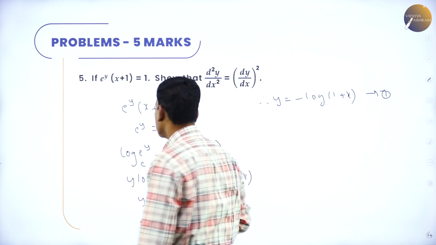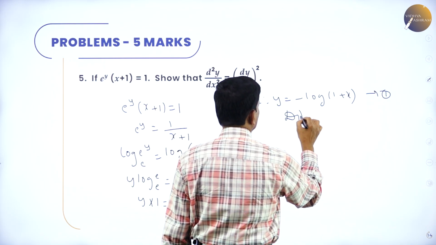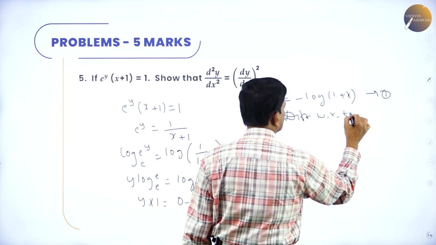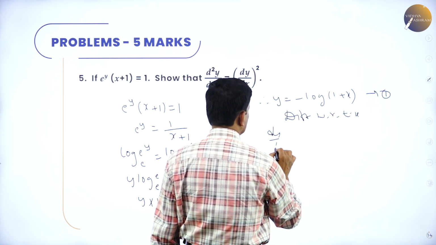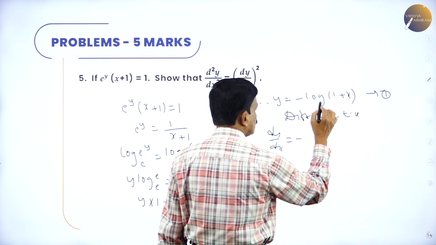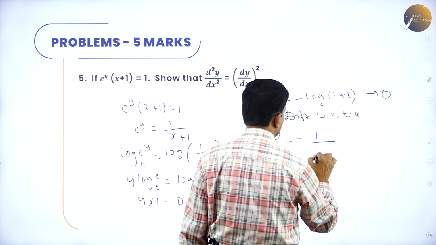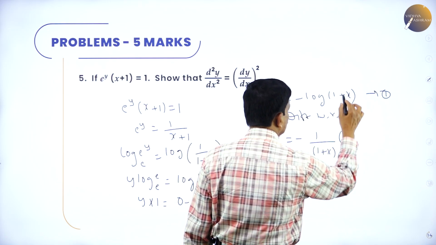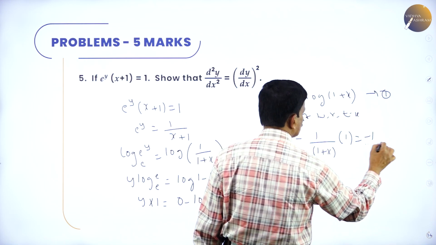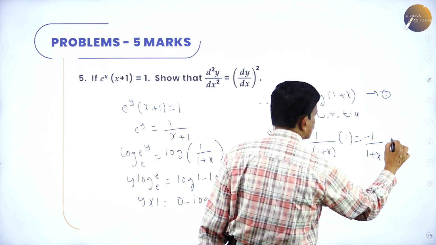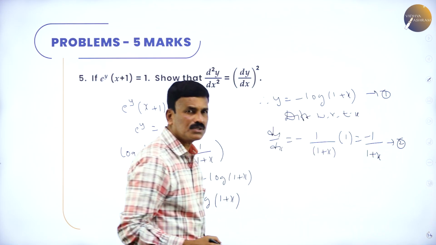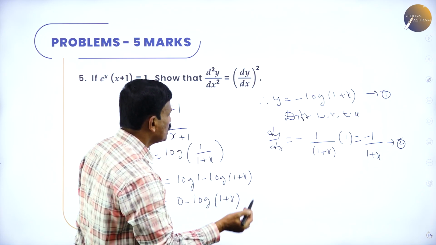Now differentiate this. Differentiating with respect to x, dy/dx is equal to minus, differentiation of log x is 1 by 1 plus x and differentiation of x is 1. So this is minus 1 over 1 plus x. Let us represent this as equation number 2. Right. Now differentiate this again.